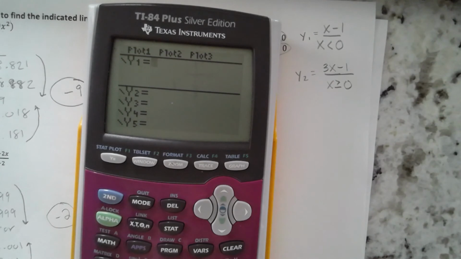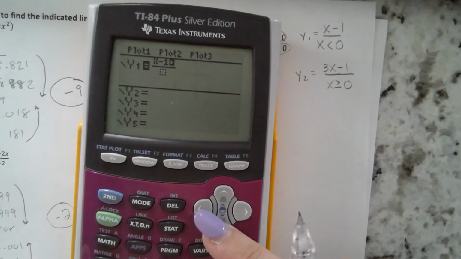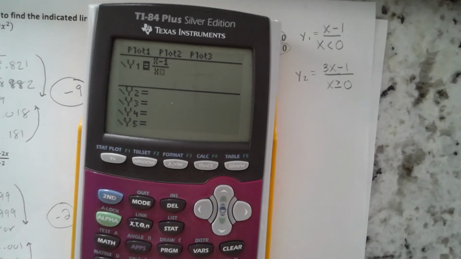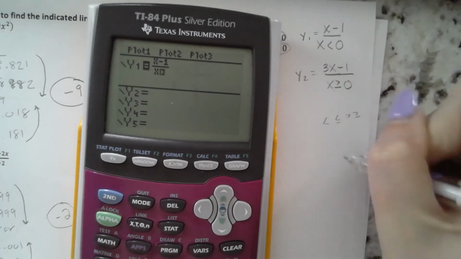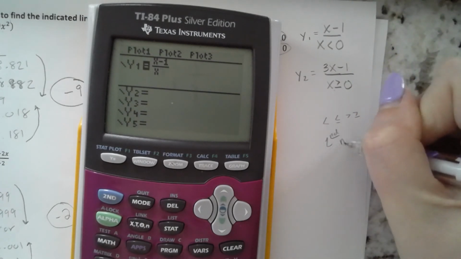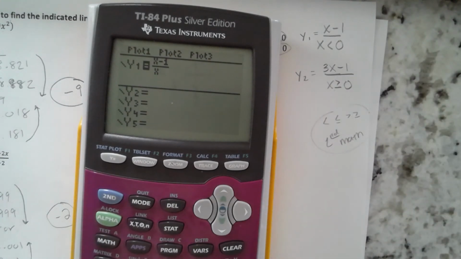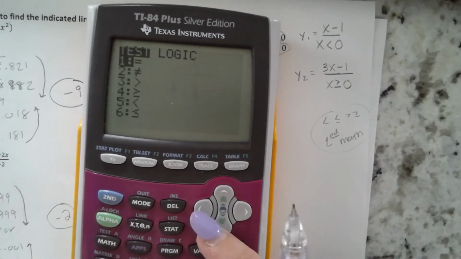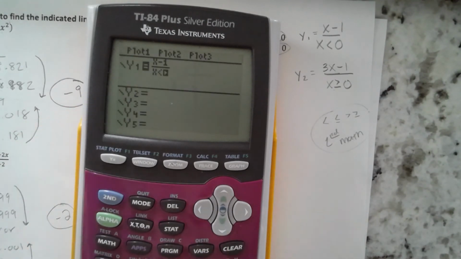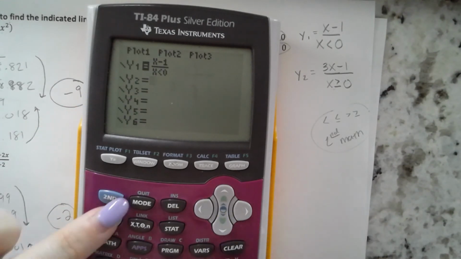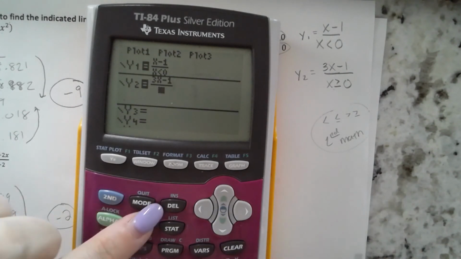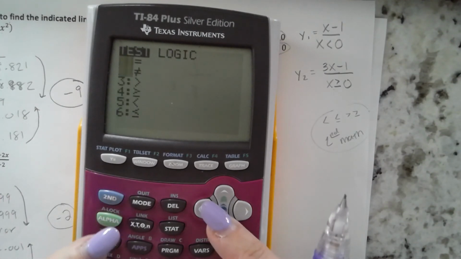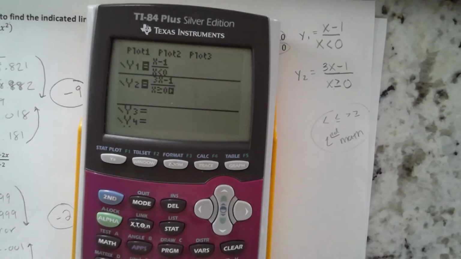So I'm going to go to our y equals here, make a fraction. On the top is going to be x minus 1. On the bottom is going to be x is less than 0. Now to get these symbols, we're going to do second math to get those symbols. So we're going to go second math, and it's less than 0. And then in y2, we're going to make a fraction, 3x minus 1. And then x is second math greater than or equal to 0.